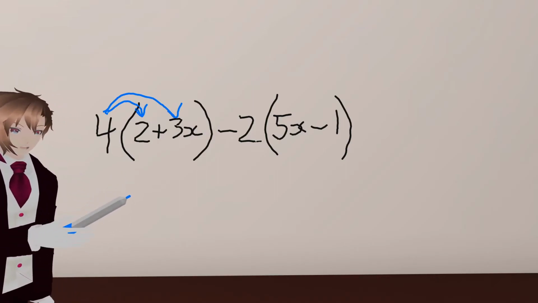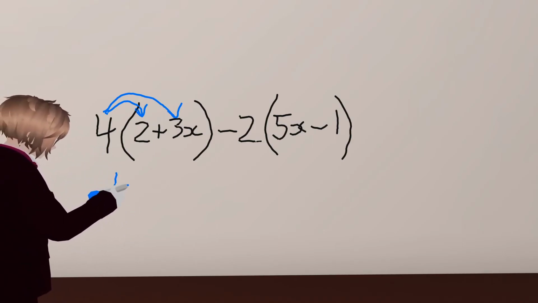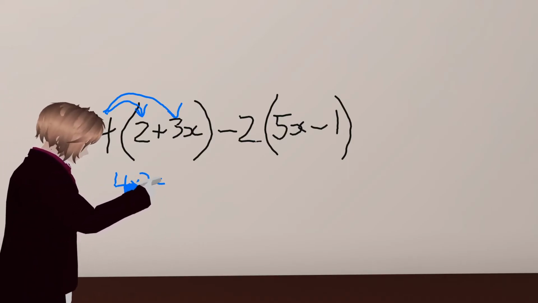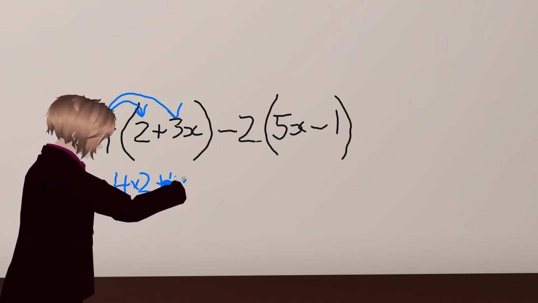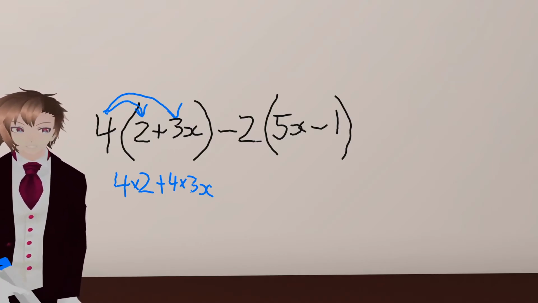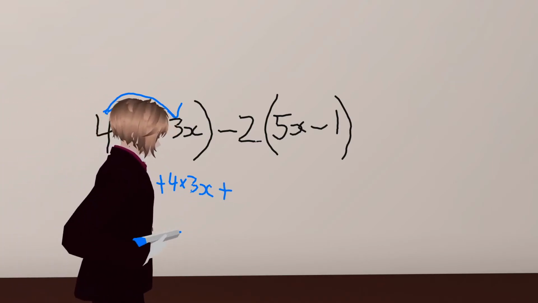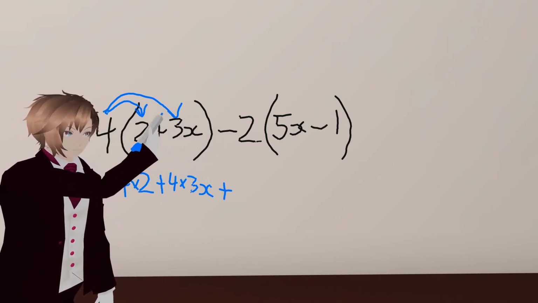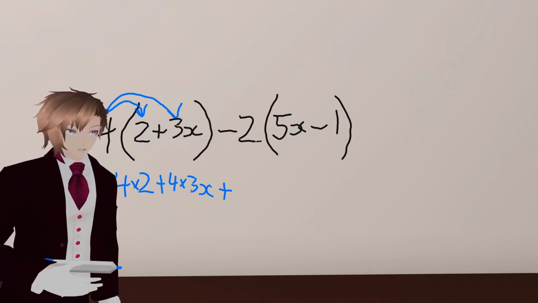So let's write out our expansions. We have 4 times 2 and 4 times 3x. So we're going to put another placeholder plus in. Because I don't just have this, I also have this. So I have this brackets and this brackets. Now let's write out what we do over here.